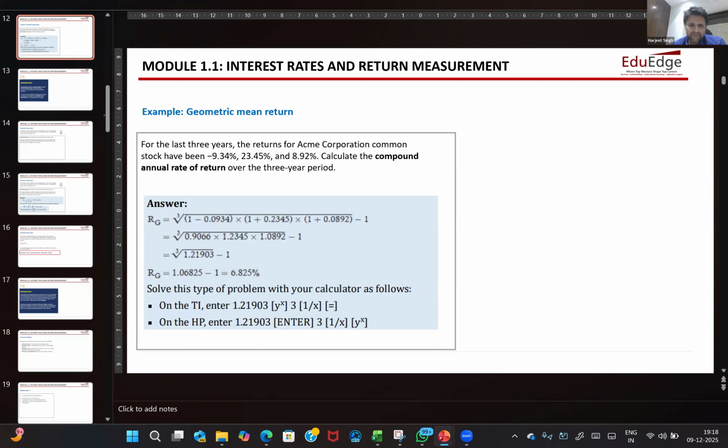Are you using TI or HP? Which calculator? Here I use Texas Instruments. Okay, all right. Cool.